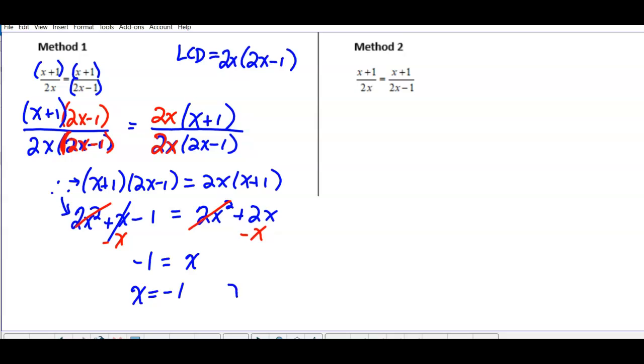Okay, then let's check our restrictions. Can't have 0, can't have 1/2. And so my solution is good. From the denominator here. What makes this 0 is +1 divided by 2.